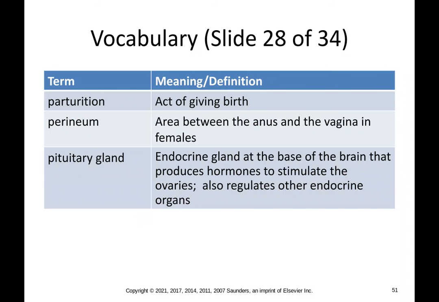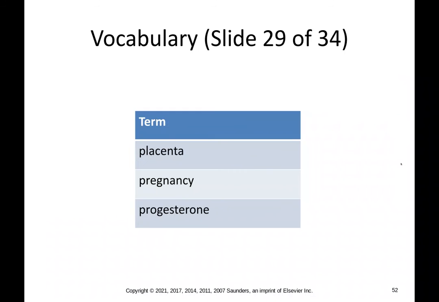Parturition is the act of giving birth. This is often abbreviated as para. Perineum is the area between the anus and the vagina in females. Pituitary gland is the endocrine gland at the base of the brain. It produces hormones that stimulate the ovaries, and there are also lots of other hormones that it produces that regulate other organs.